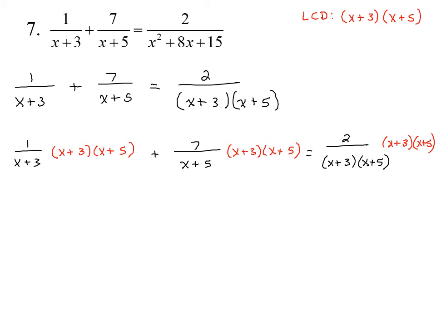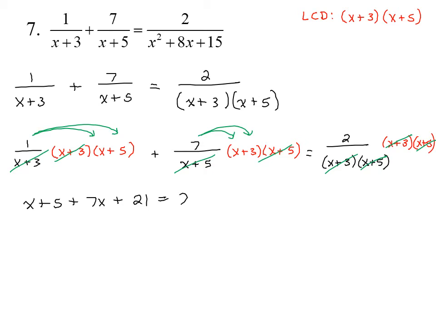So like on the rest of them, the x plus 3 on the first fraction cancels, the x plus 5 on the second fraction cancels, and the 2 on the bottom of the third fraction cancel completely. So I'm left with 1 times x plus 5 and 7 times x plus 3. So I'm left with x plus 5 and 7x, and 7 times 3 is 21. Set that equal to 2.